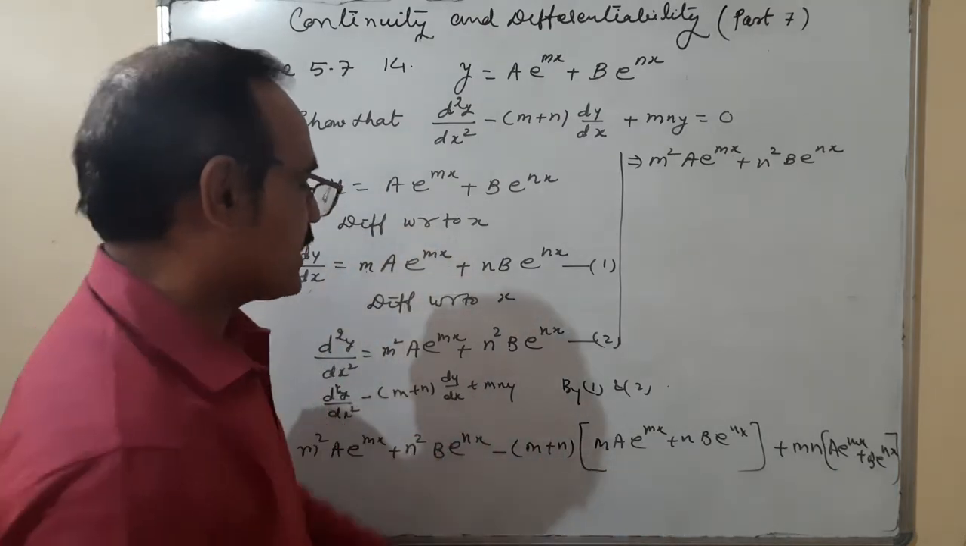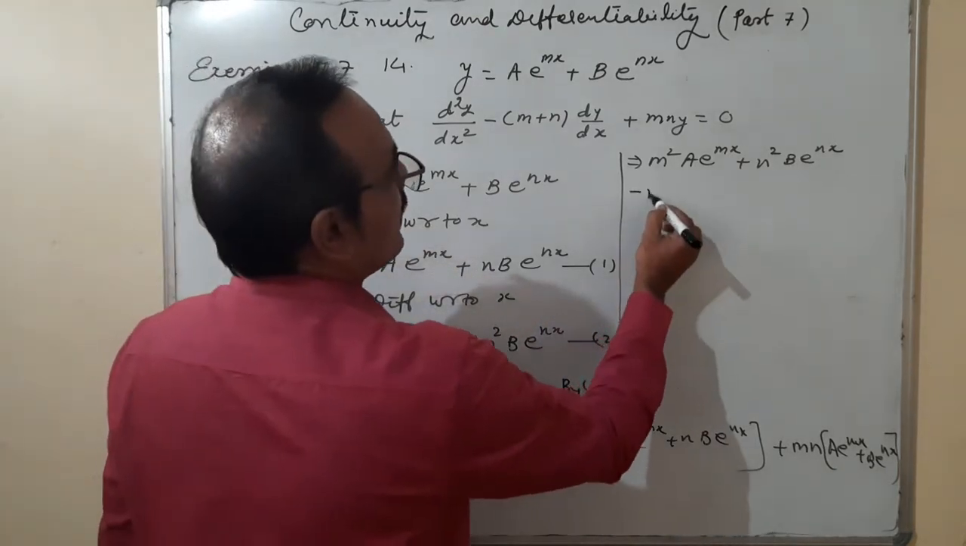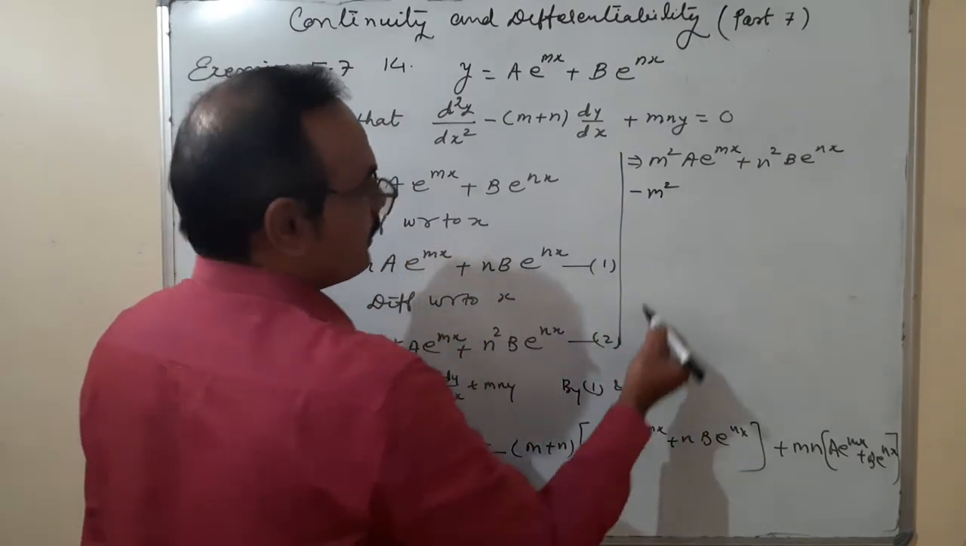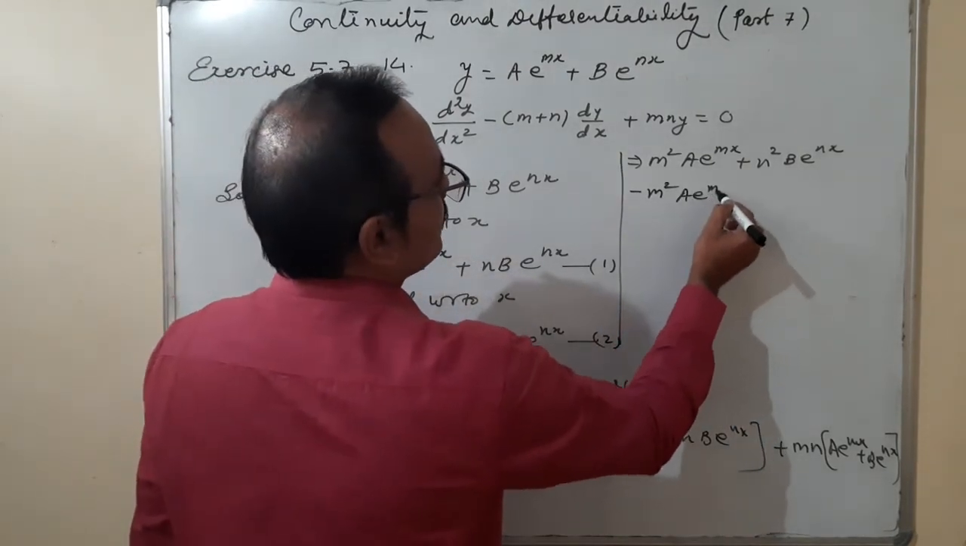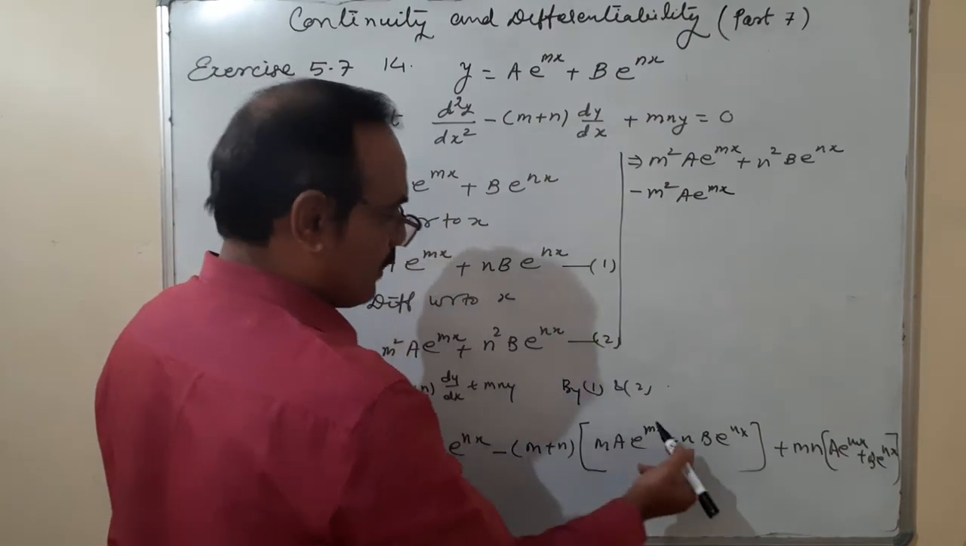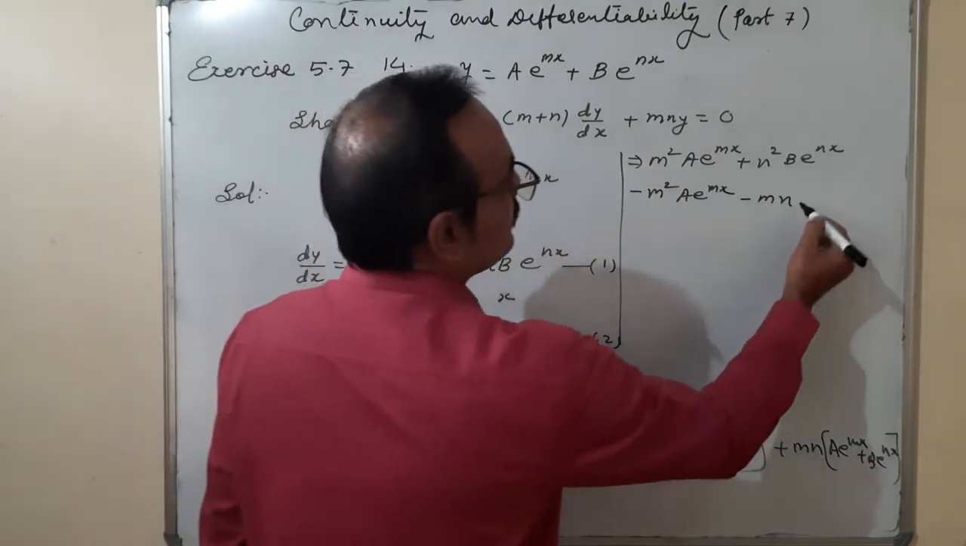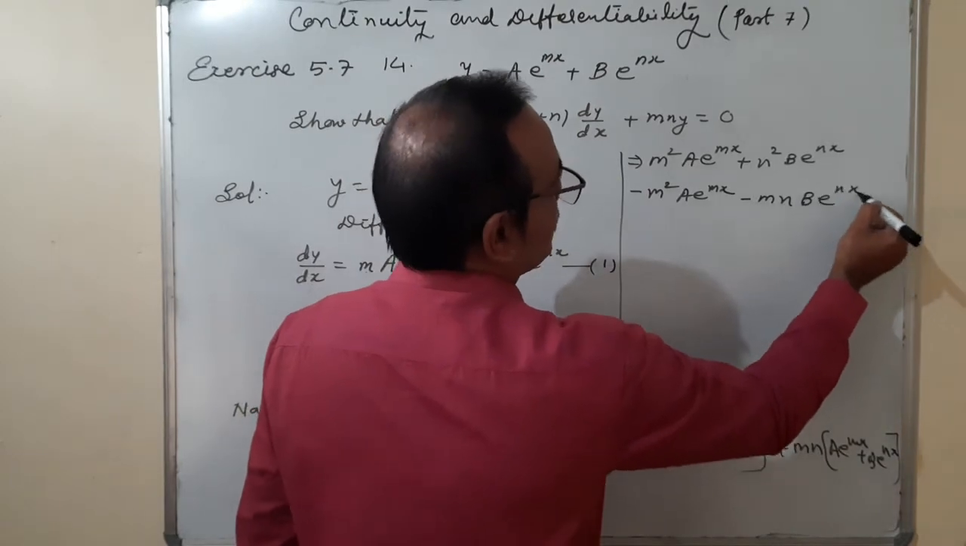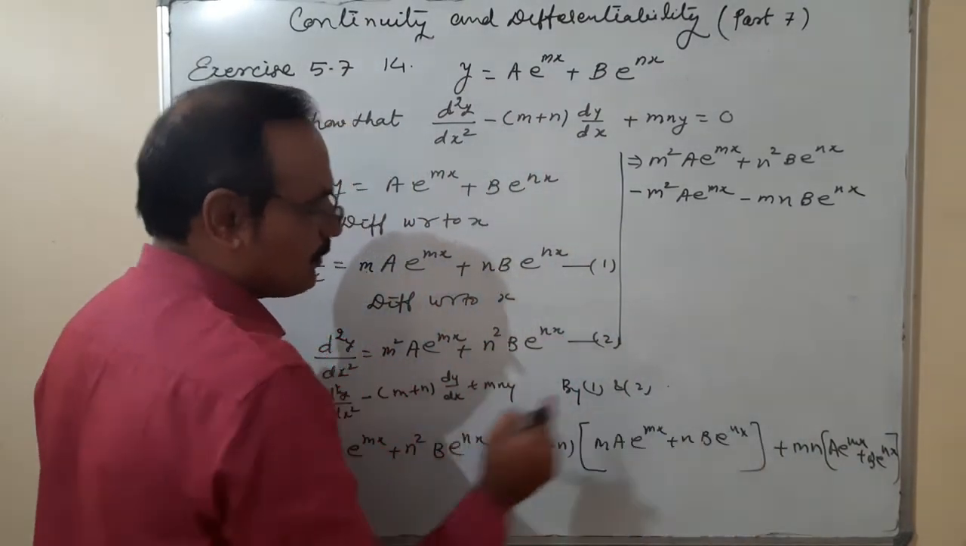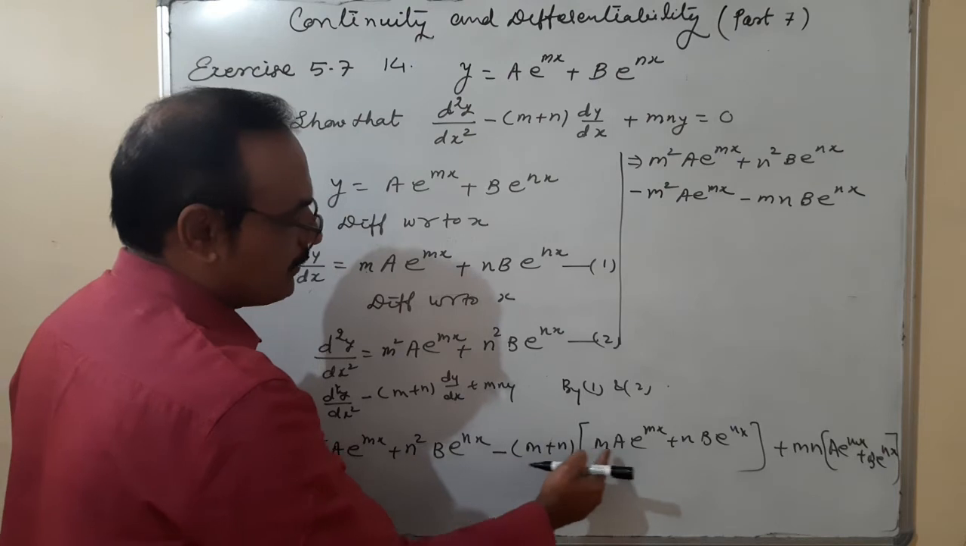So it is coming minus m square a e to the power mx minus mn b e to the power nx. Okay. This is the multiplication of minus m. Now multiplied by minus n.